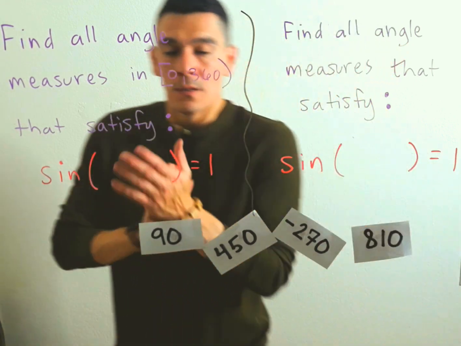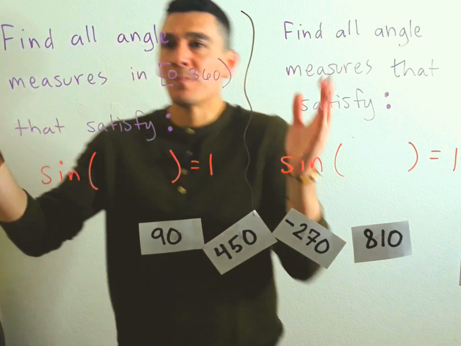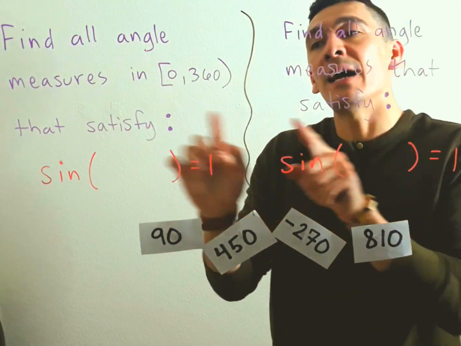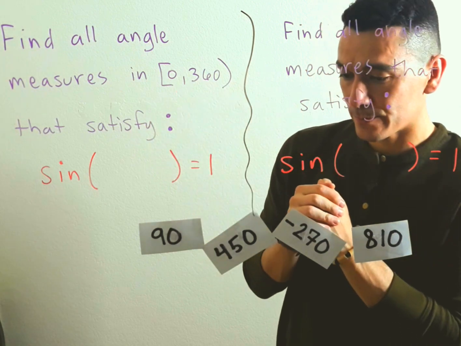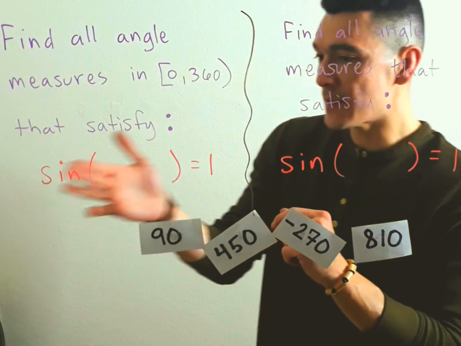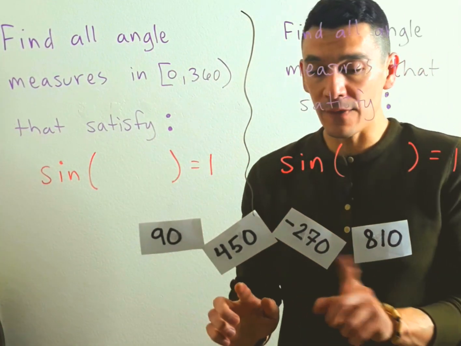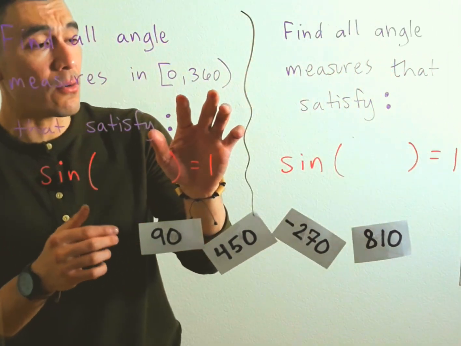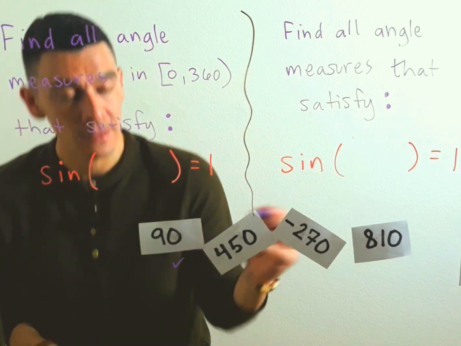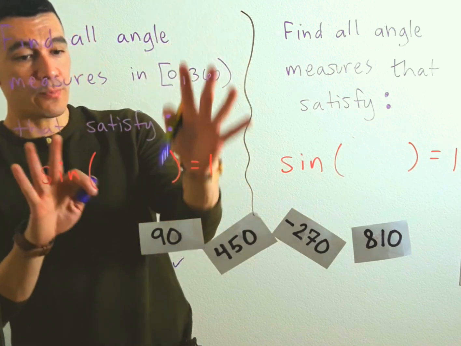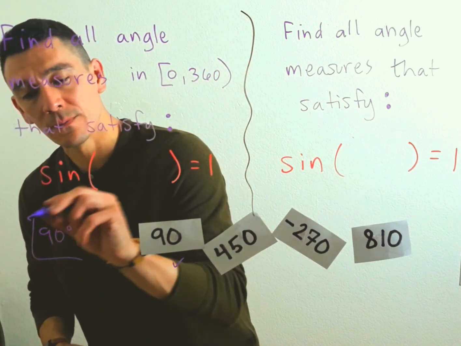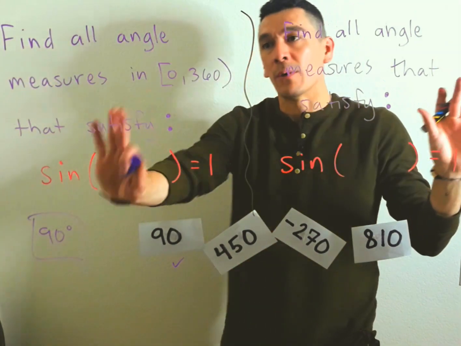Okay. So, what was the goal? We want to find all angle measures that work for this equation, but those angles have to be between 0 and 360. Well, all 4 of these angles work for this equation, but are all of these between 0 and 360? No. The only one that meets that requirement is actually just 90. So for this first problem, the answer would be 90 degrees. And that's it for that one.